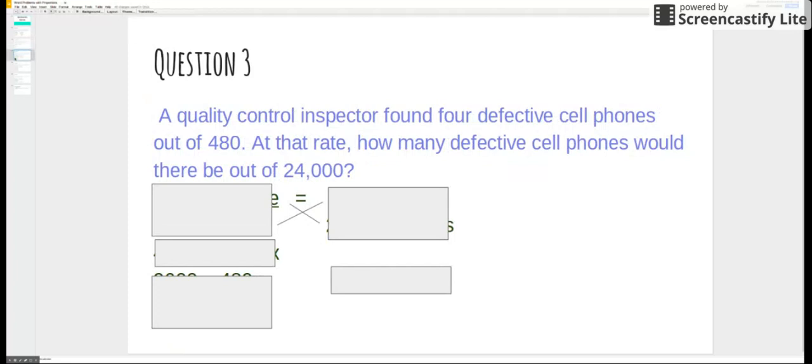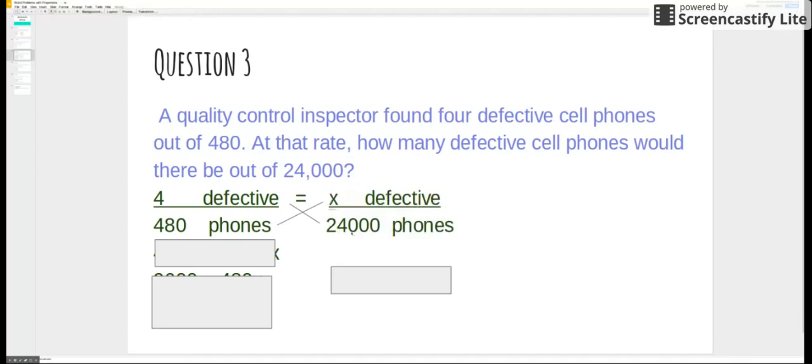All right, question 3. A quality control inspector found 4 defective cell phones out of 480. At that rate, how many defective cell phones would there be out of 24,000? So the first thing I'm going to do is put defective cell phones over the total cell phones. So there were 4 defective over 480 phones, is equal to how many defective over 24,000 is our total.